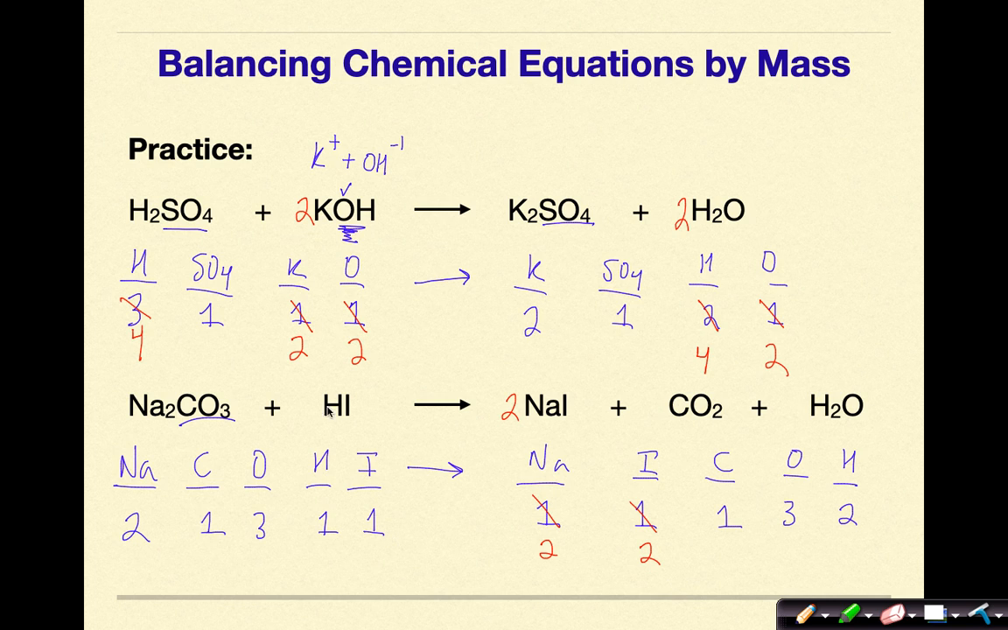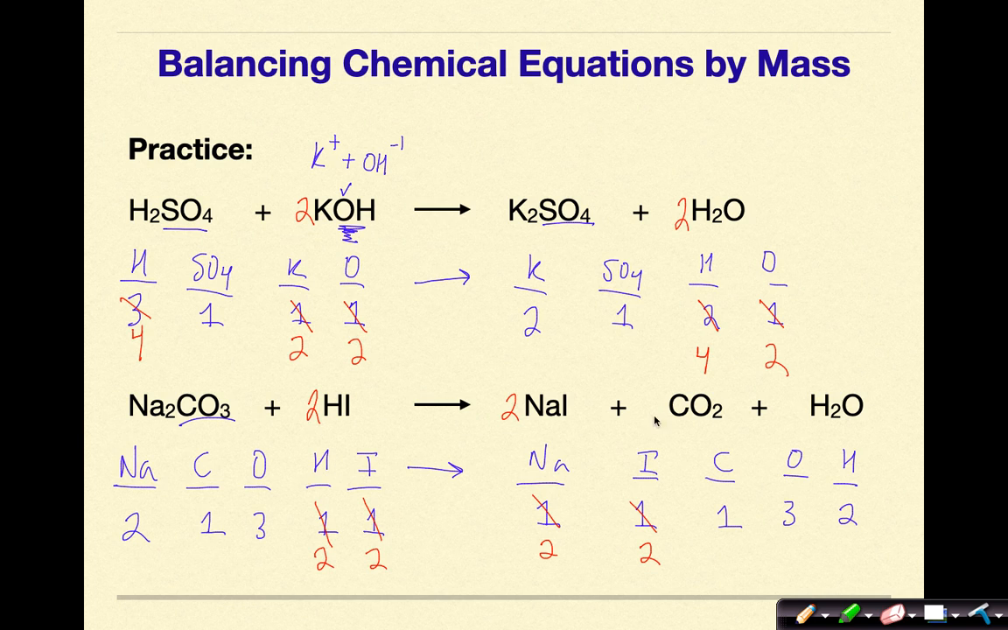To balance my iodines, I could put a 2 in front of HI on the left. That changes my hydrogens from 1 to 2 and iodines from 1 to 2. Let's check our tally. Sodiums are on left side 2, right side 2. Balanced. Carbons 1 and 1. That's good. Oxygens 3 and 3. That's good. Hydrogens are 2 and 2. Good. And finally iodines are 2 and 2, and that's good.